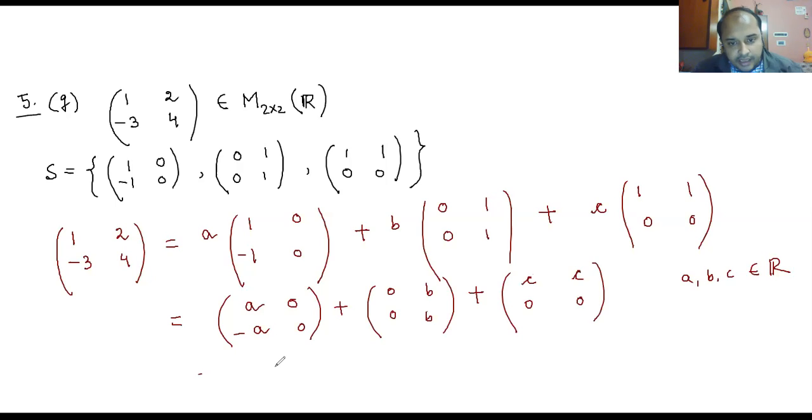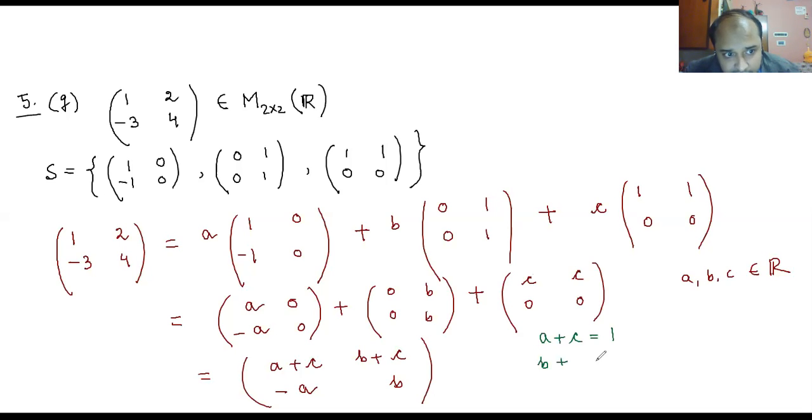And this can be written as A plus C and B plus C and minus A and B. And if I equate the terms cell wise, then we get A plus C is equal to 1, B plus C is equal to 2, minus A equal to minus 3, that is A equal to 3, B equals to 4.